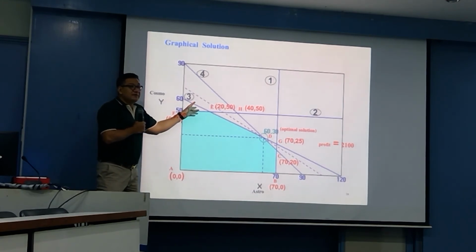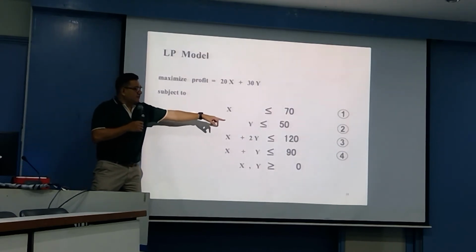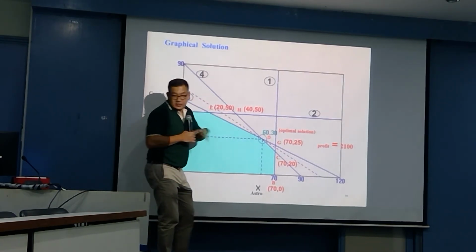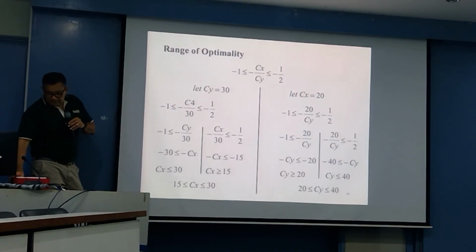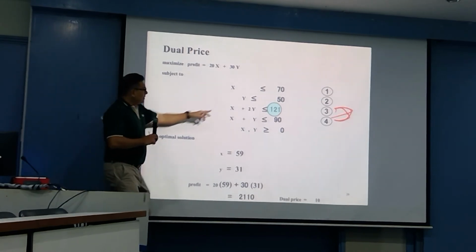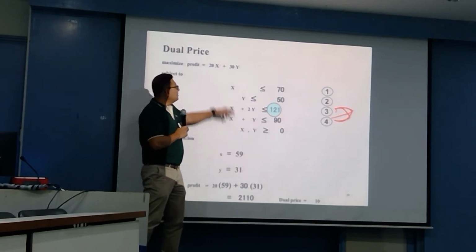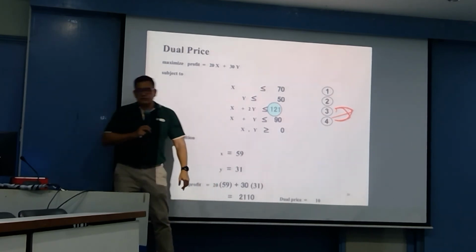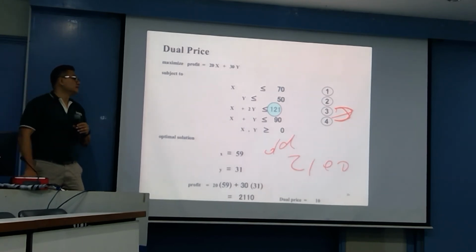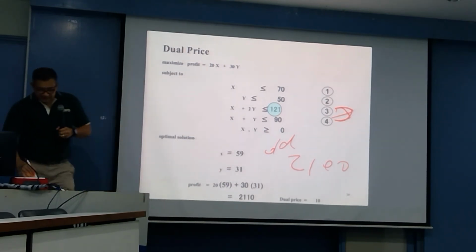How about the dual price for constraint number 3? You increase 1 unit to the right hand side of constraint number 3, changing from 120 to 121. And then the optimal solution point is going to be the cutting point between 3 and 4. So then you're solving this one, right? Between 3 and 4, cutting point. And then you have x 59, y 31. Substitute x and y here into the objective function. You have the new total profit 2110. The old one 2100. So the gap or the difference between the old one and the new one is 10. So you just write down 10 first.